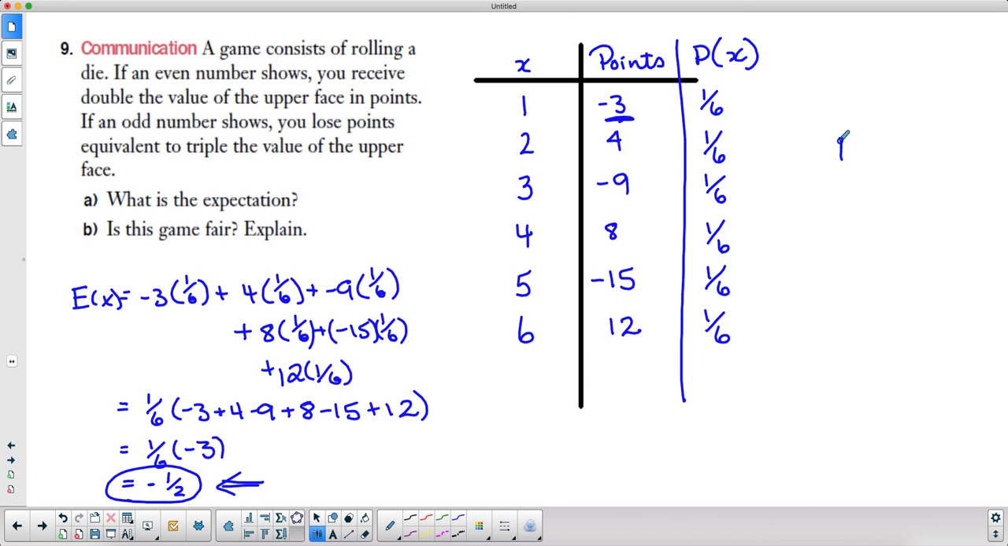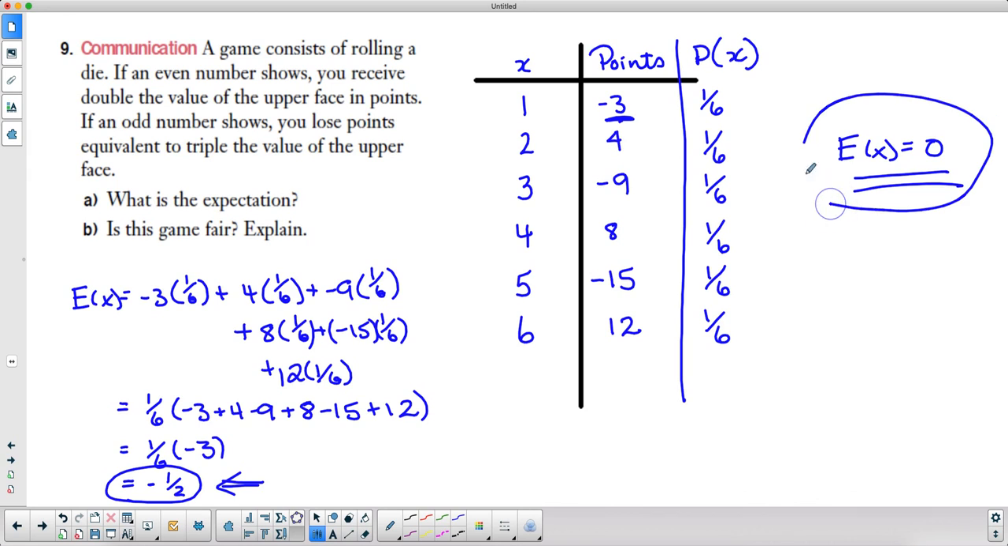So in order for it to be a fair game, your expected value has to be 0. 0 means that it doesn't favor you winning and it doesn't favor them winning. If you're playing a game and the expected value is positive for you, that means that it favors you. Okay. If it's negative, that means it favors the other person. So what you're looking for in a fair game is that it favors nobody, so your expected value is 0.